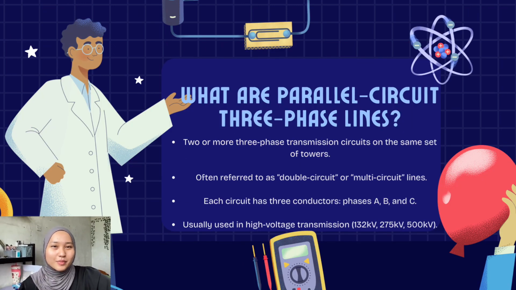So let's begin by understanding what is a parallel circuit three-phase line. A parallel circuit three-phase line refers to two or more three-phase transmission circuits that are installed on the same set of towers. This setup is commonly known as a double circuit or multi-circuit line. Each of these circuits includes three conductors, which are phase A, phase B, and phase C. This configuration is typically used in high voltage transmission systems, including voltages of 132 kV, 275 kV, or even 500 kV.